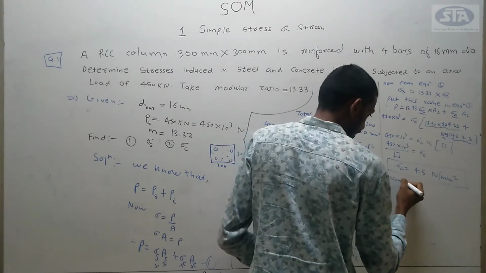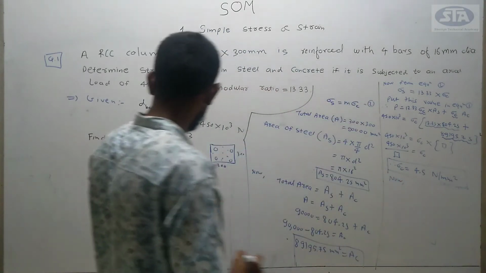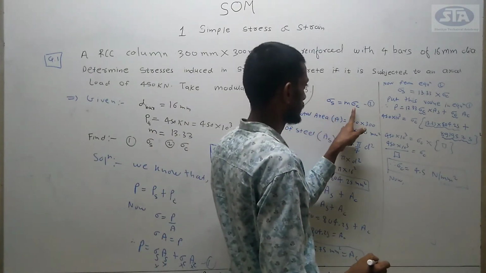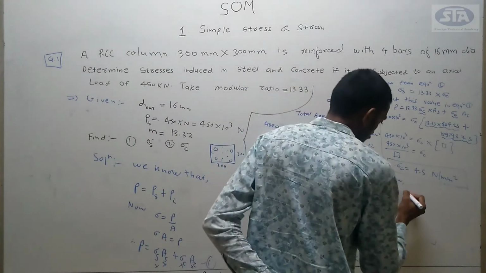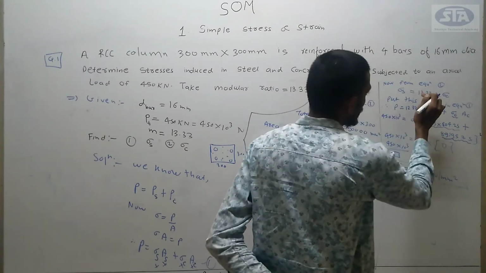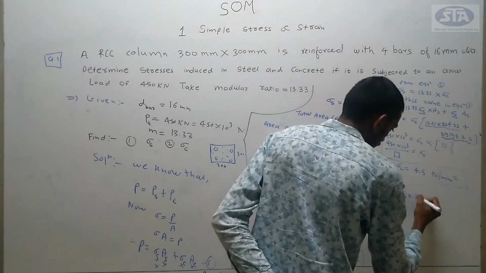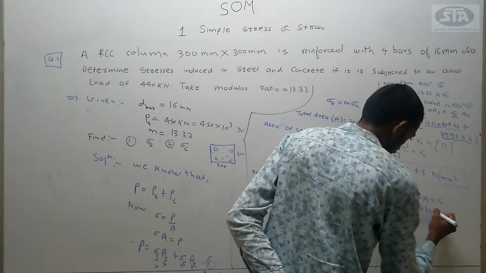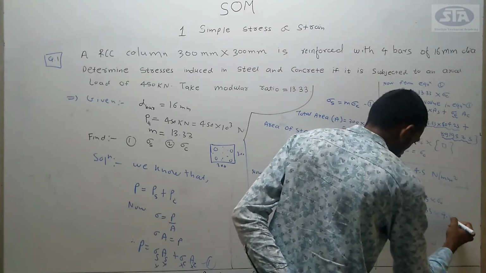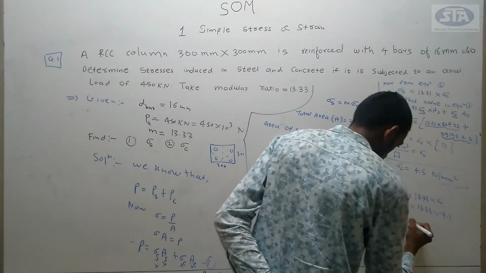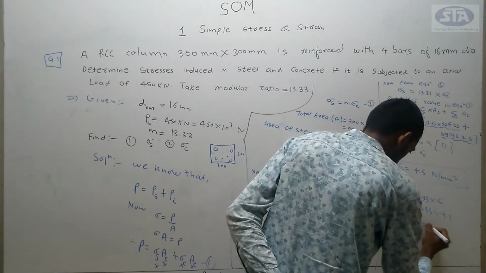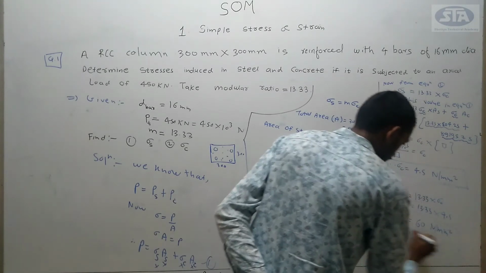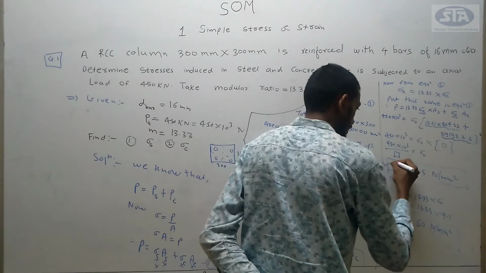Now we have to find the stress in steel. We already know the relation between stress in steel and stress in concrete. Therefore, sigma of steel is equal to 13.33 times sigma C, which is 13.33 into 4.5. Therefore, sigma of steel is equal to 60 Newton per mm square. So this is your stress in steel and this is your stress in concrete.